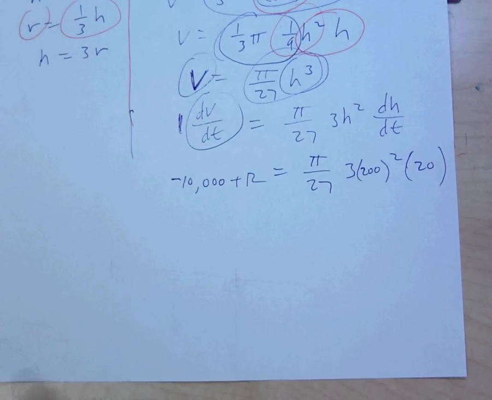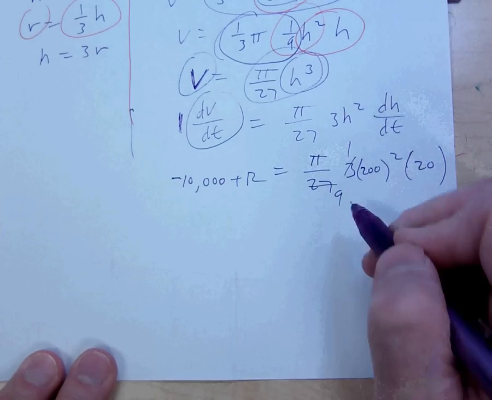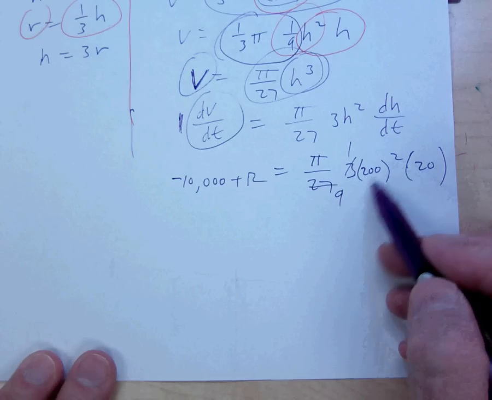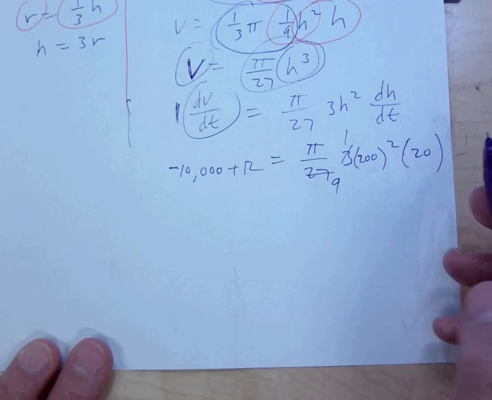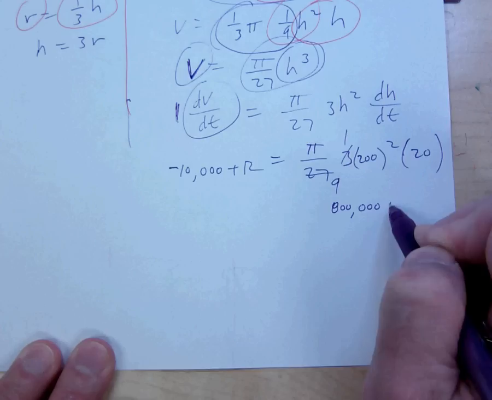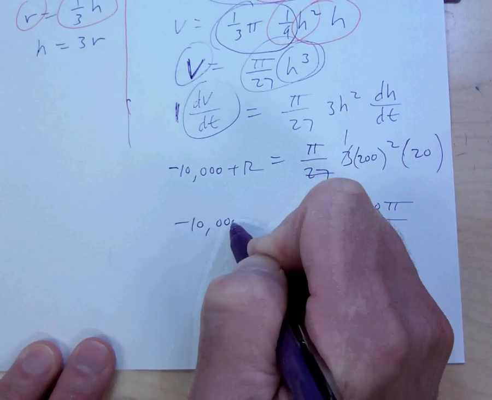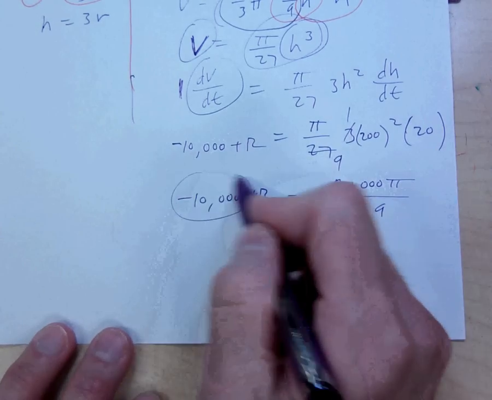Ready? All right, I can reduce because 3 goes in there once, 3 goes in there 9 times. 200 squared is what? 40,000. What's 40,000 times 20? What is that? 800,000? And then finally, guys, I'm just going to add that to both sides, and I'm done.